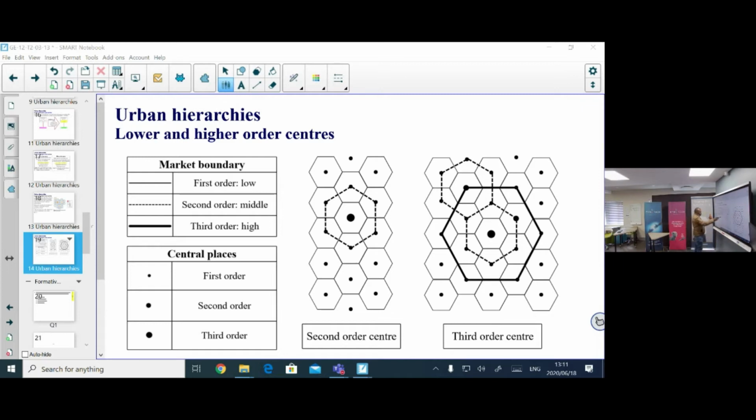So the first central places are here. The small dot is indicating the first order, and then the second is indicating the second order, and the third is indicating the third order, which, as you can see, is shown by the differences in the sizes of the dots. So there are fewer third orders, and there are more first order and second order. That means we have more small towns and fewer cities that are providing the more complicated services.